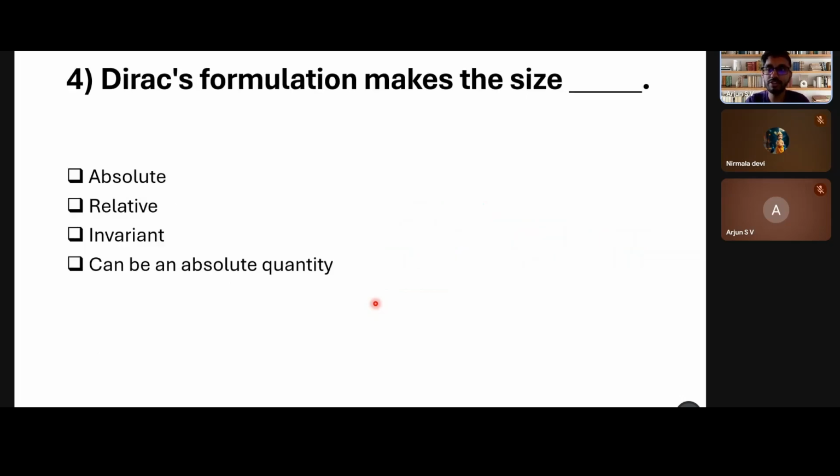So the fourth question is, Dirac's formulation makes the size absolute, relative, or invariant, and can be used as an absolute quantity. So the correct option here is option A, which is absolute.